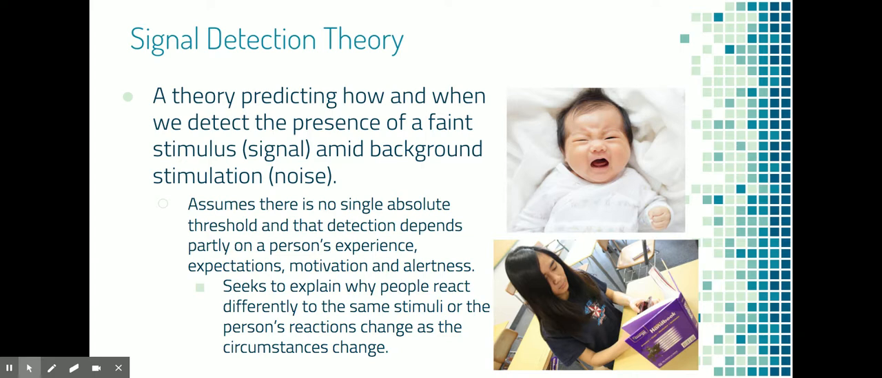One more example, people that come back who have served in the military or in some sort of war zone, they are going to be more likely to detect and to be more sensitive to sounds that indicate danger, like gunshot or things that sound like that, than someone that does not have that experience. Another example of signal detection theory.